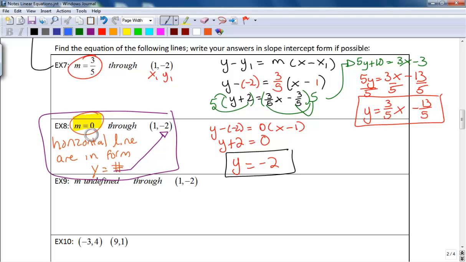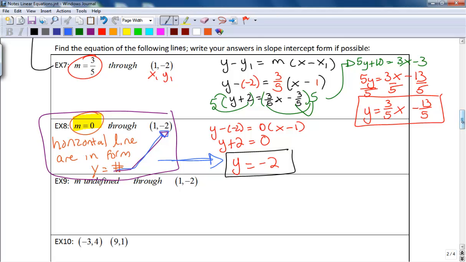Let's look again at what I said shortcut-wise. I said when you have a slope equal to 0, you're a horizontal line. All horizontal lines are in the format y equals a number. Well, what exactly does y equal? Well, in this case, it's the y value, and my y value is -2. So using this shortcut, I could have skipped to just writing y equals -2.